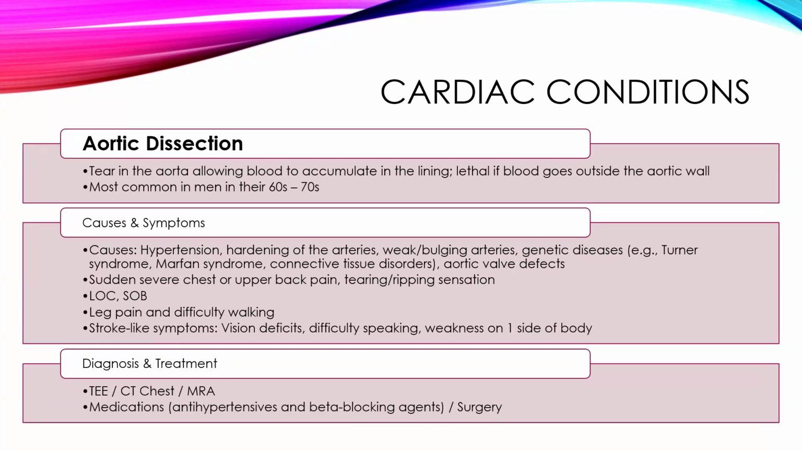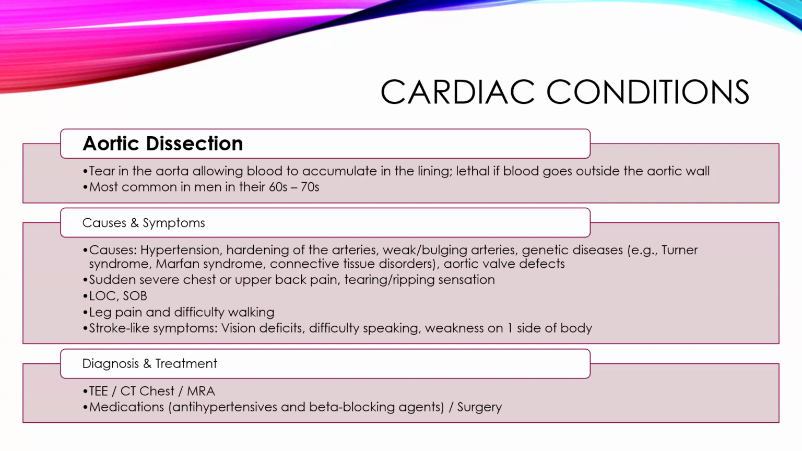All right, we have an aortic dissection next. This is a tear in the aorta that allows blood to accumulate in the lining. This can be lethal if the blood goes outside that aortic wall. This condition is most common in men in their 60s to 70s. And there are several causes: hypertension, hardening of the arteries, genetic diseases, or aortic valve defects.